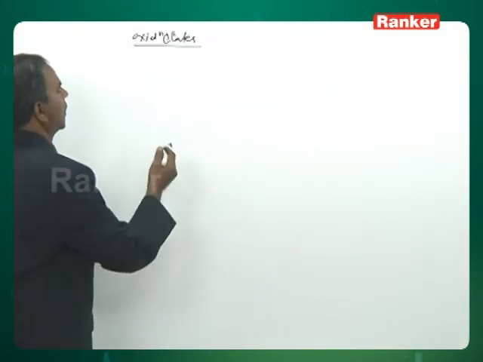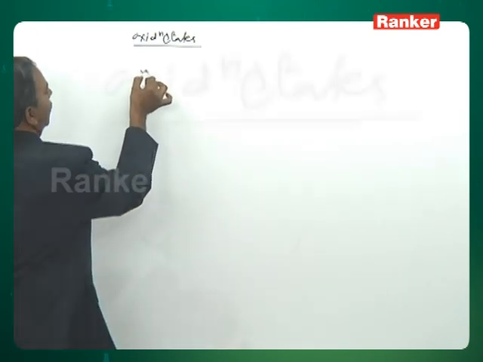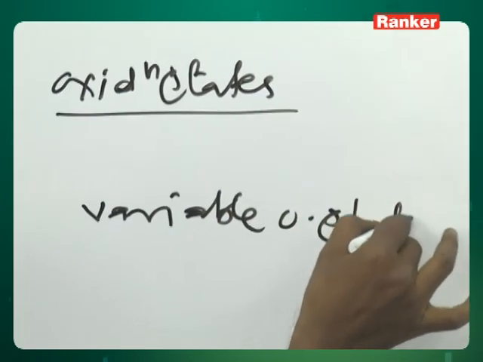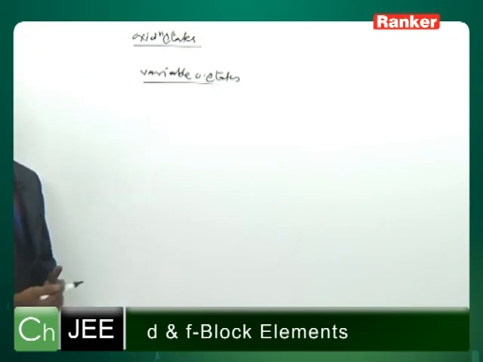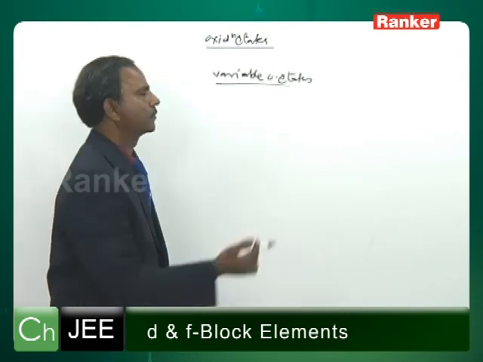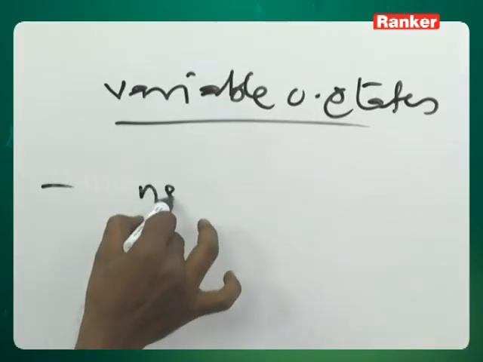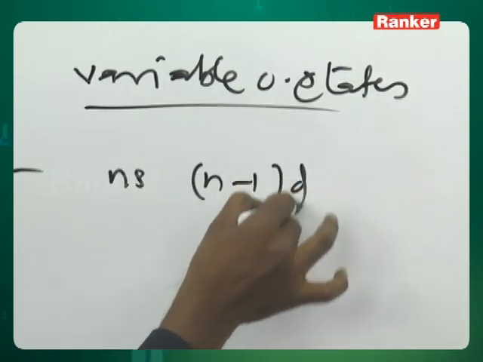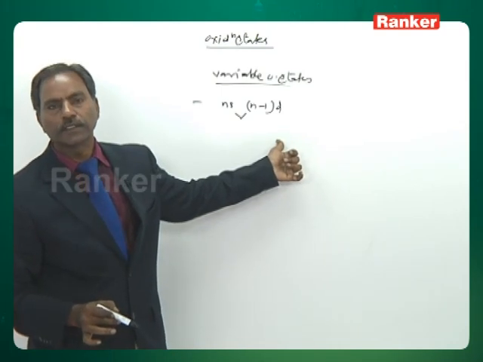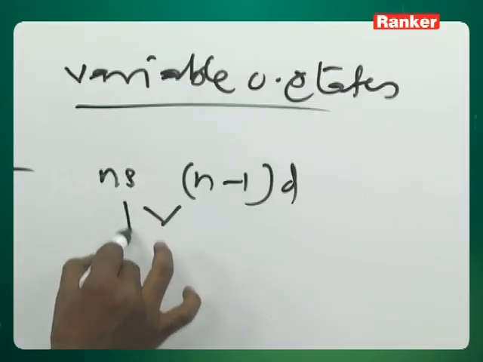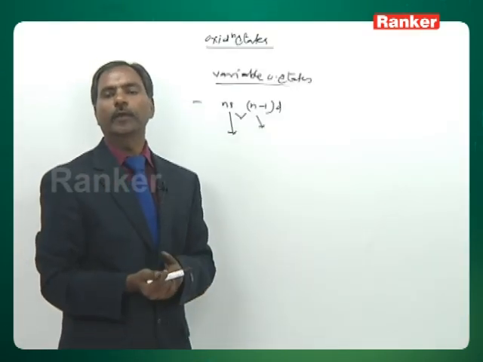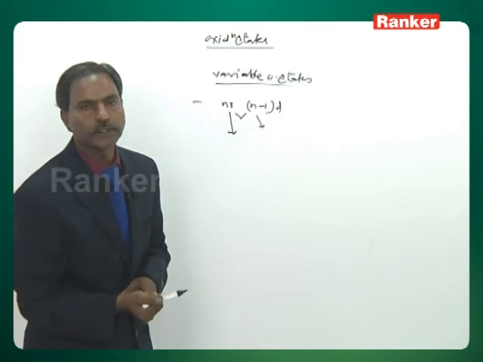Oxidation states. Most of the d block elements exhibit variable oxidation states. Why do they exhibit variable oxidation states? It may be due to the energy difference between ns and (n-1)d orbitals being small. What happens because of that? Electrons from s orbitals and d orbitals easily get involved in bonding. Therefore, they exhibit variable oxidation states.